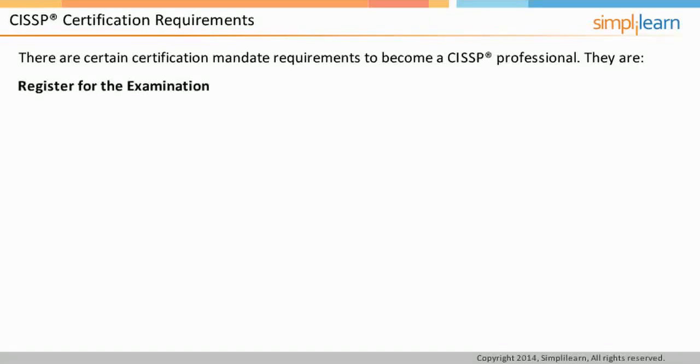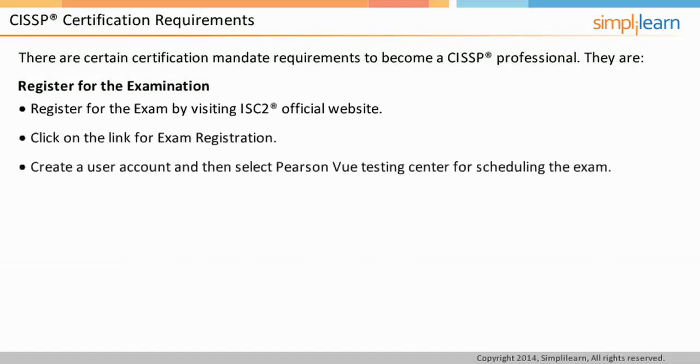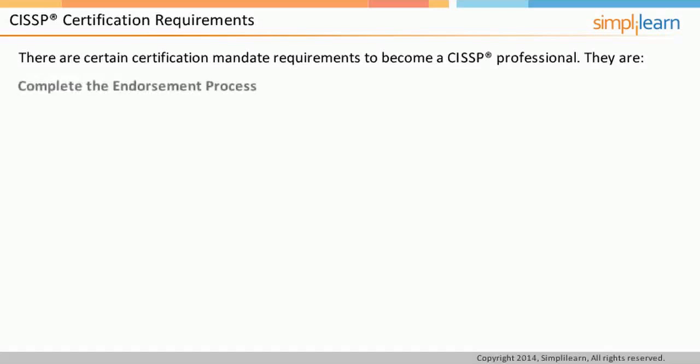To register for the examination. Register for the exam by visiting ISC Square official website. Click on the link for exam registration. Create a user account and then select Pearson VUE Testing Center for scheduling the exam. Appear for the exam on the scheduled date and pass the exam.